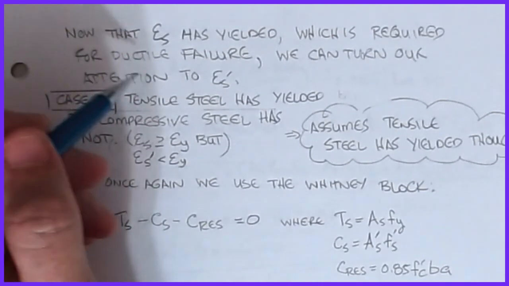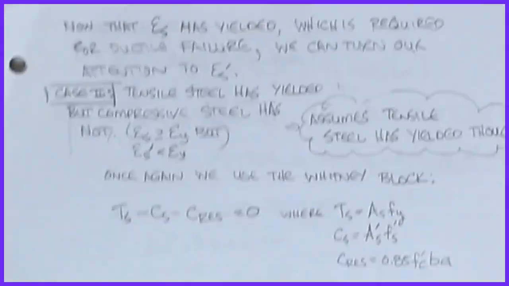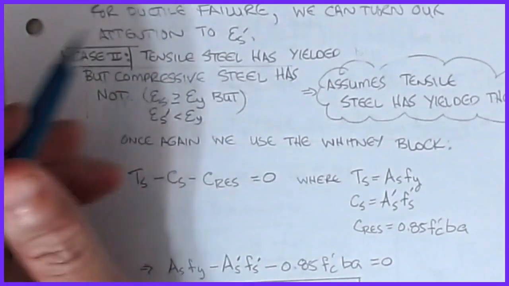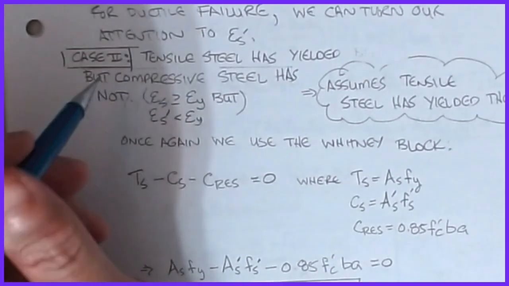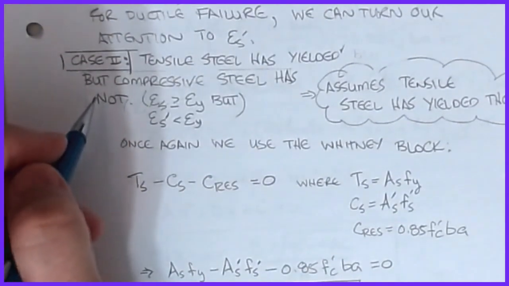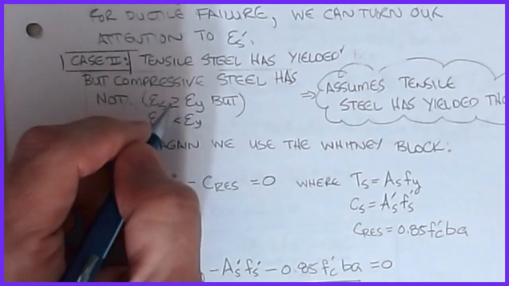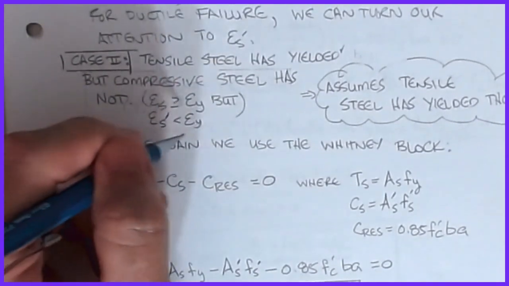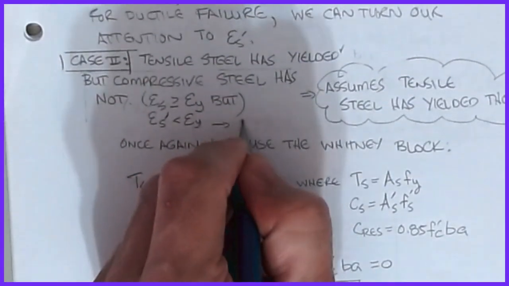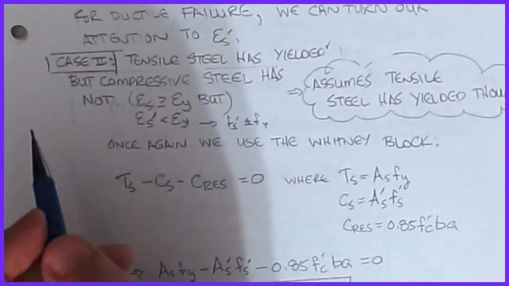Now we can go back and look at what we need to do with epsilon s prime, and there are some issues there. For both of these cases, the case 1 that we just did and this next case, case 2, the tensile steel has to yield. So that gets us to here. Maybe we have the situation where the compressive steel has not. So now we're at epsilon s greater than epsilon y, but epsilon s prime is less than epsilon y. This violates our assumption because this tells me that fs prime is not equal to fy, and that was one of our assumptions.